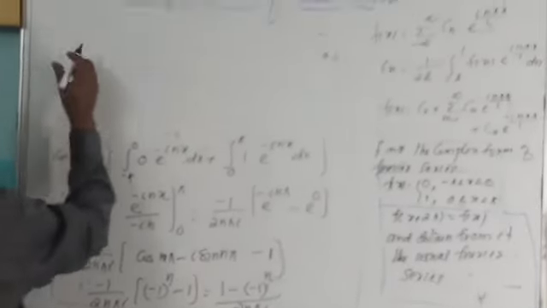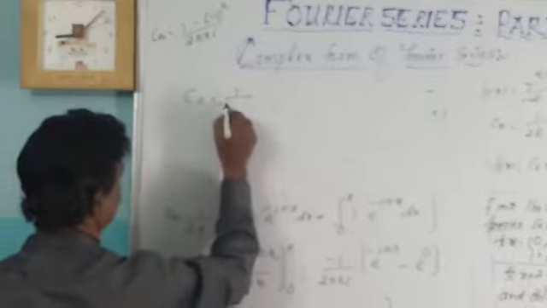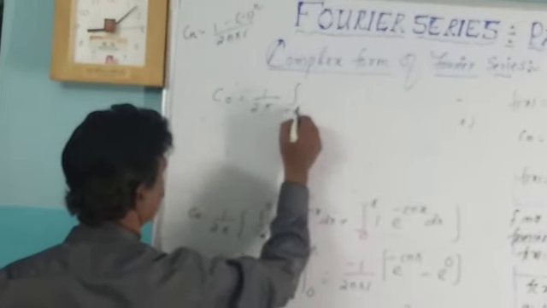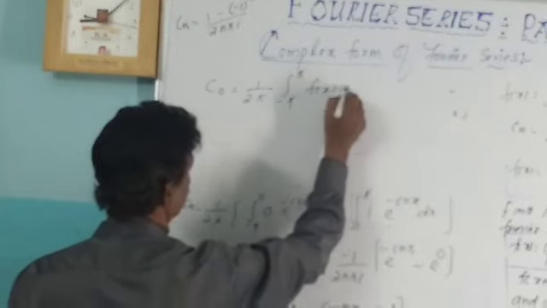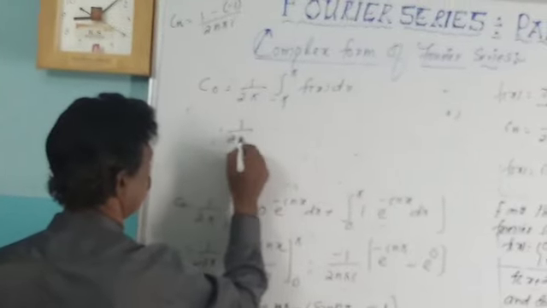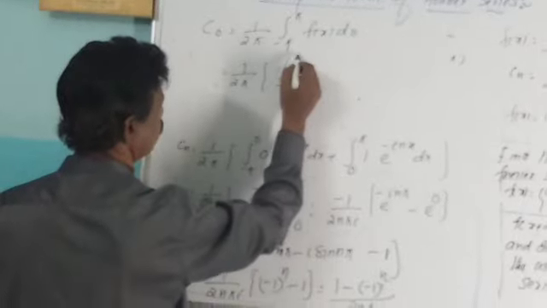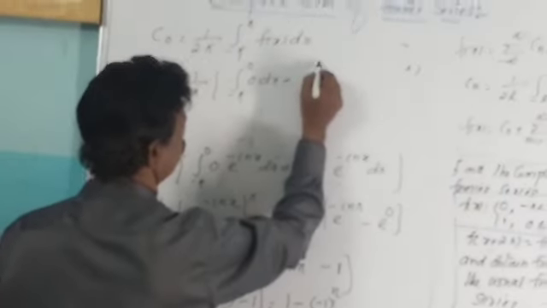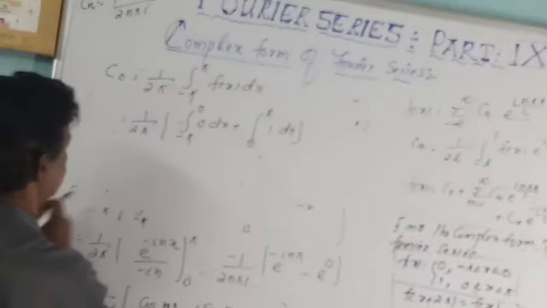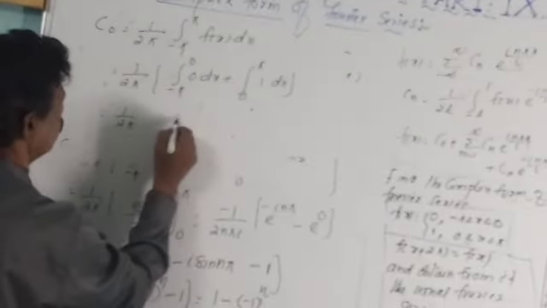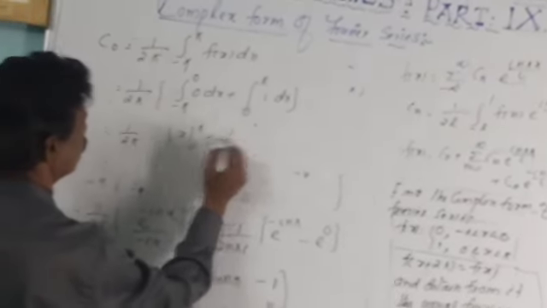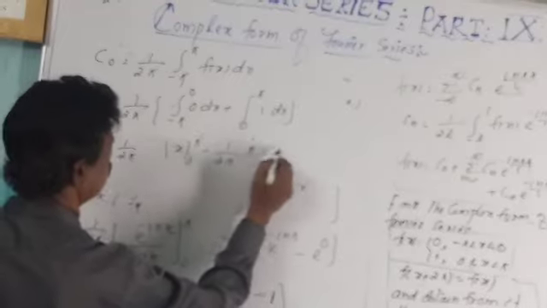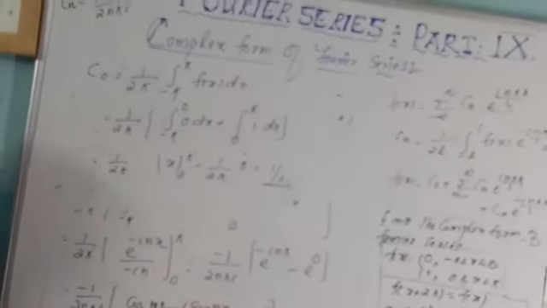C0 equals 1 by 2 pi. Here the function is defined in the interval minus pi to plus pi. Therefore C0 equals 1 by 2 pi into the integral from minus pi to plus pi of f of x dx. That is 1 by 2 pi into the integral from minus pi to 0 of 0 dx plus the integral from 0 to pi of 1 dx. The integral of dx is x. Apply the limits 0 to pi: 1 by 2 pi into pi. Pi cancels, therefore C0 equals 1 by 2.